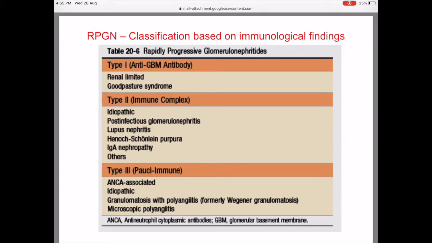Based on the immunological findings, it is divided into 3 types. One is type 1, which has anti-glomerular basement membrane antibody. Type 2 is associated with immune complex mediated injury, and type 3 is pauci-immune. Now it is considered as one type of vasculitis.